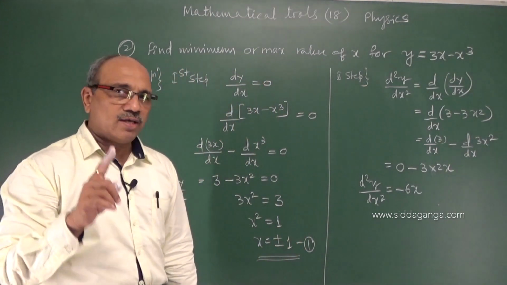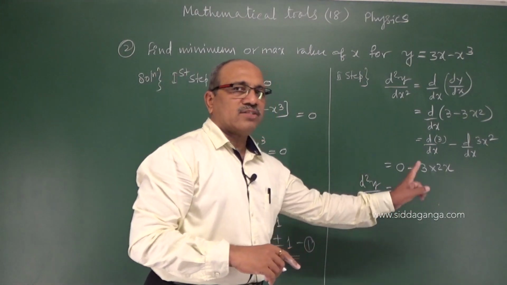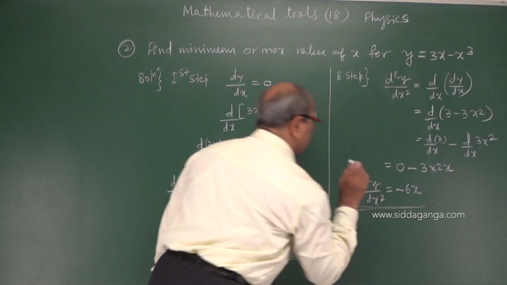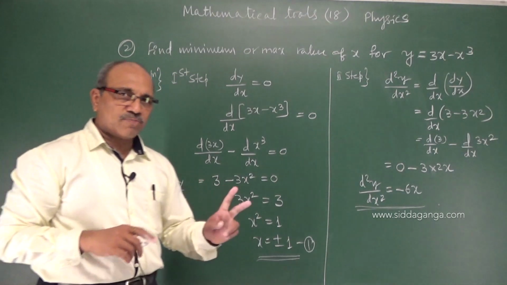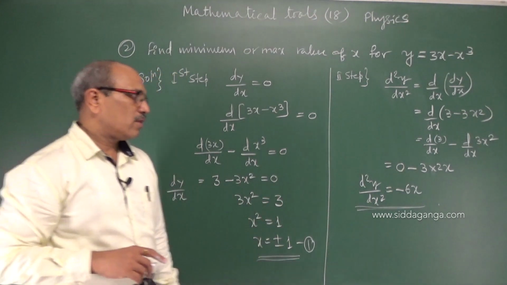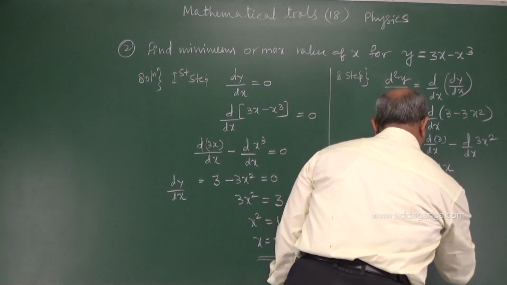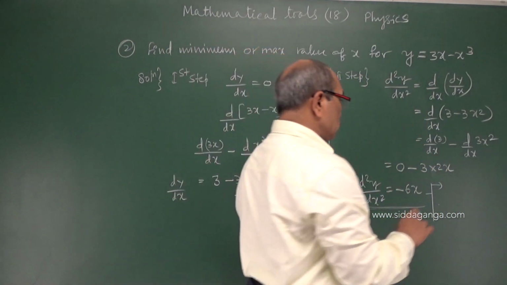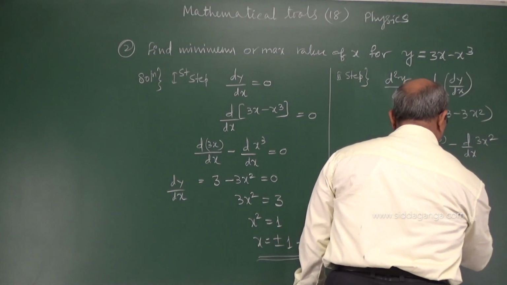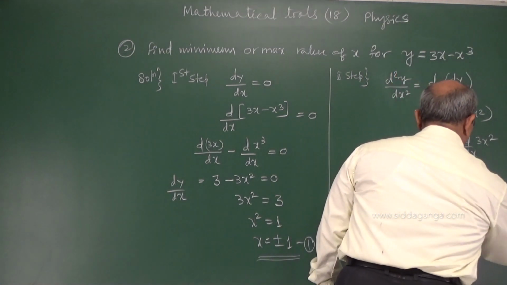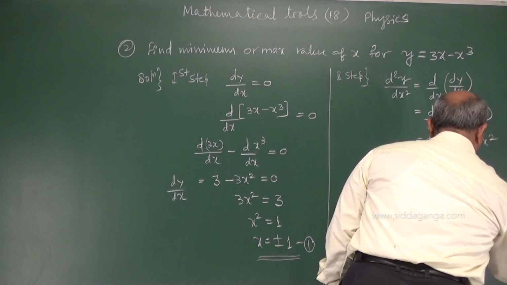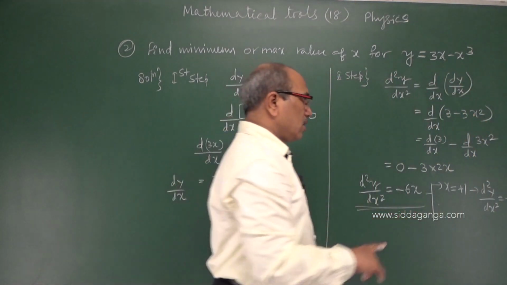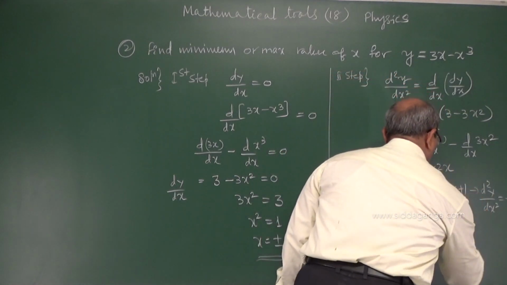Depending on the x value, it may be either maxima or minima. So we got a relation. x has two options, plus 1 and minus 1. If I take x equal to plus 1, then d square y by dx square becomes minus 6. Negative means it is the maxima point.